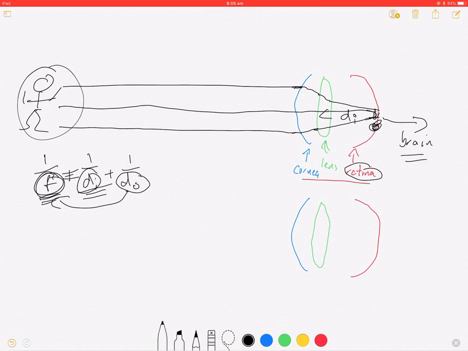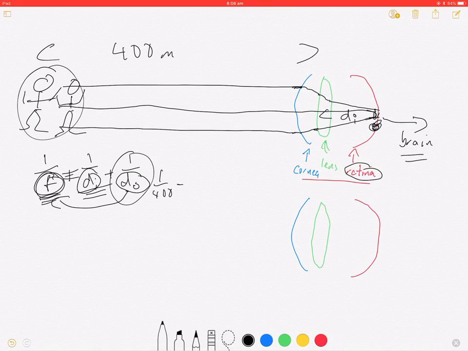So for example, if the distance of the person that you're looking at, who's far, far away, is 400 meters, and they move a little bit closer, let's say 5 meters, then the value of 1 on DO isn't going to change much. You're going to go from 1 on 400 to 1 on 395. So this value doesn't change much, so your value of F doesn't change much, and therefore you could probably still focus without having much change in your lens.